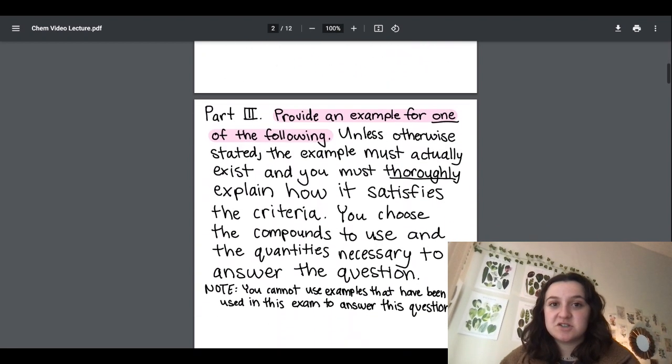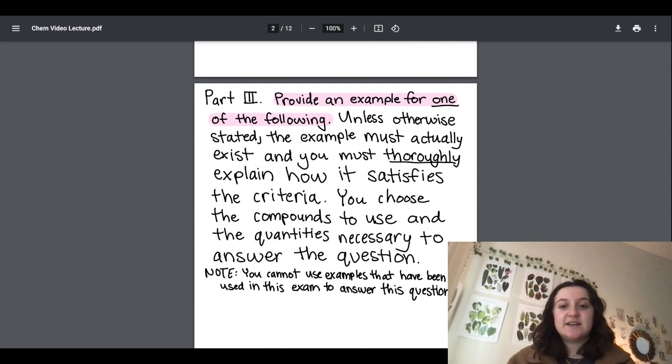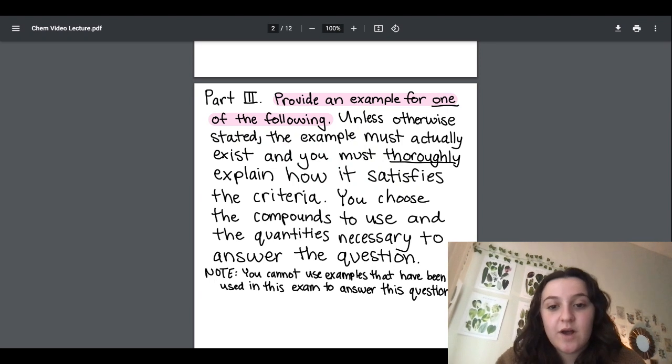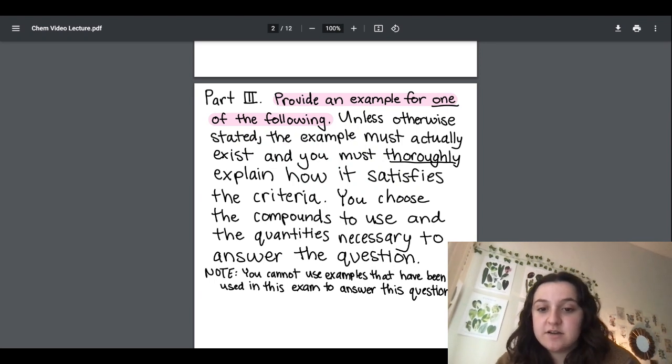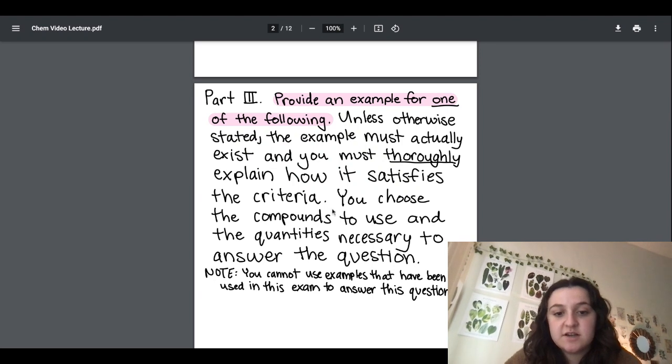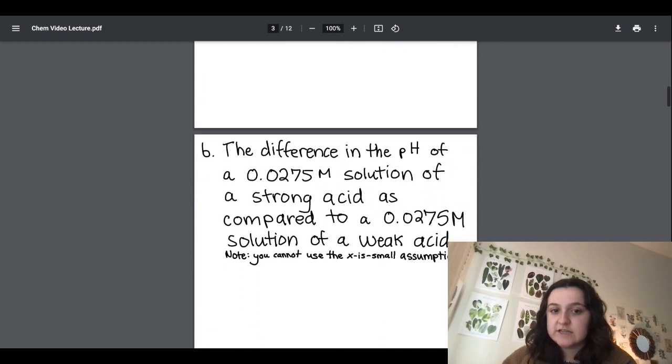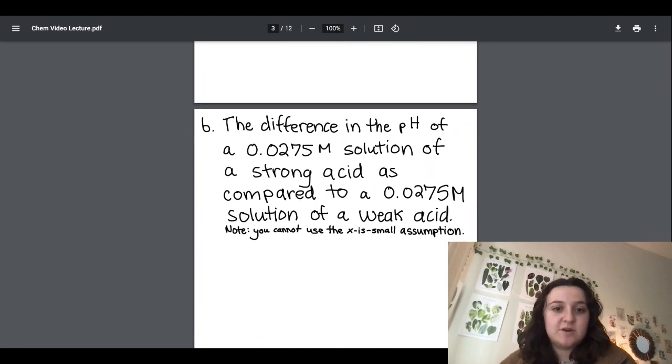So these are the instructions for the question. Provide an example for one of the following. Unless otherwise stated, the example must actually exist, and you must thoroughly explain how it satisfies the criteria. You choose the compounds to use and the quantities necessary to answer the question, and you cannot use examples that were used earlier in the exam. So now we get to the question.